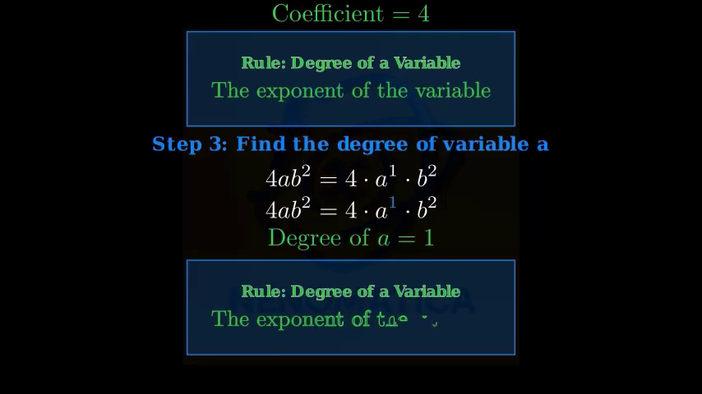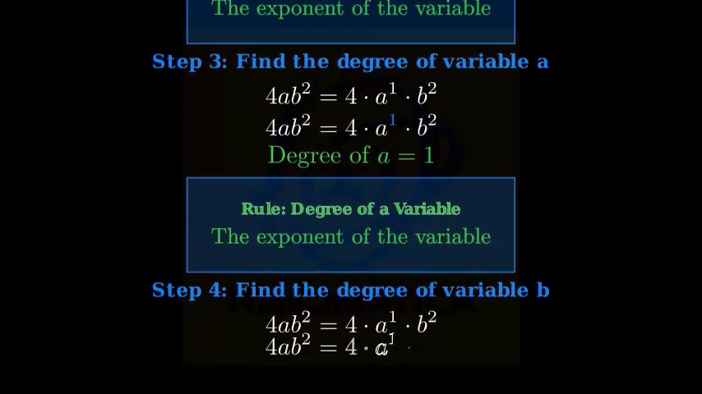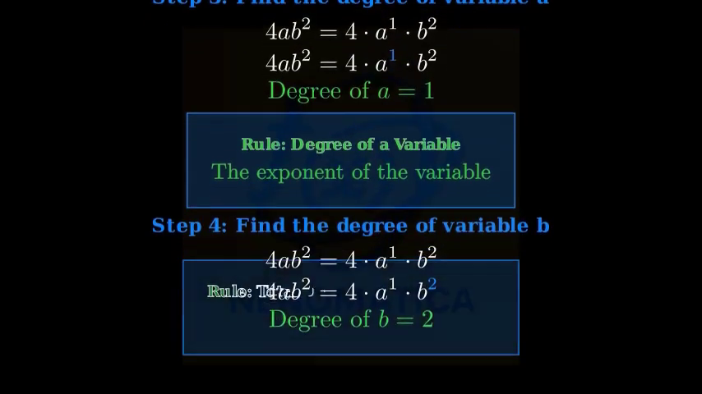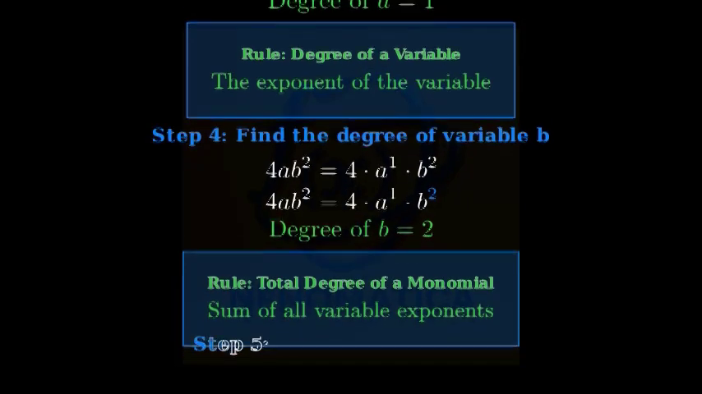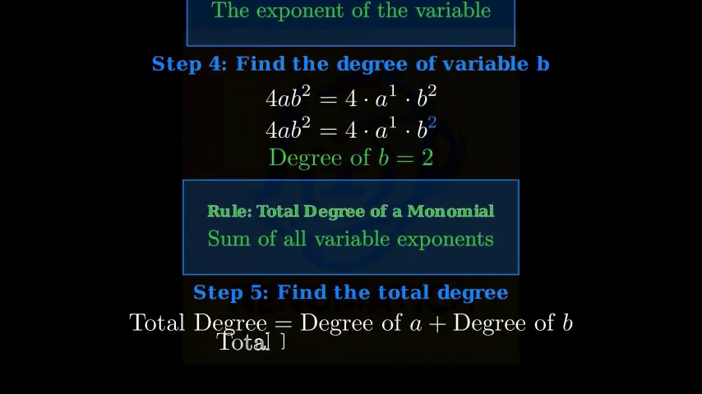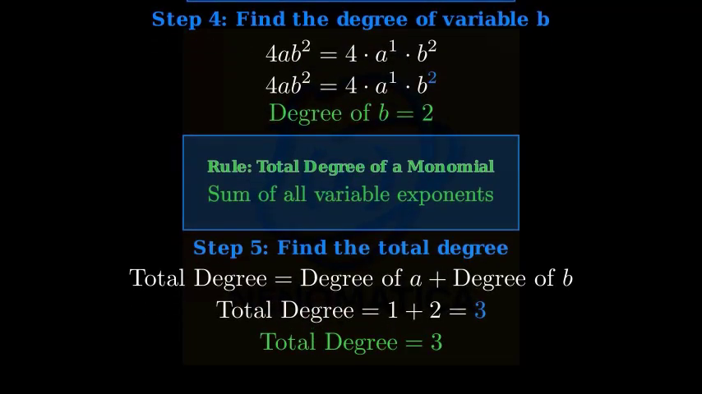Next, we need to find the degree of the variable b. In our monomial, the variable b has an explicit exponent of 2, so the degree of b is 2. Finally, let's find the total degree of the monomial. The total degree is the sum of all the variable exponents. We have a to the power of 1 and b to the power of 2. So, the total degree is 1 plus 2, which equals 3.